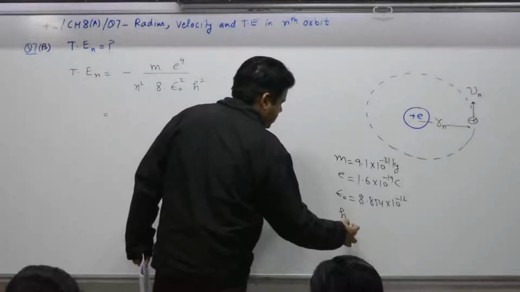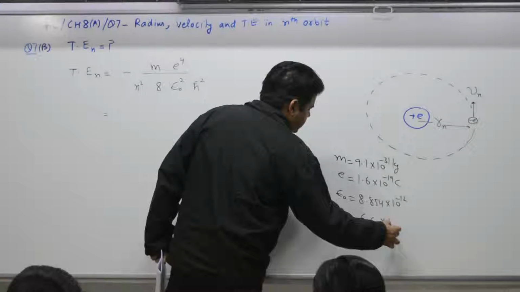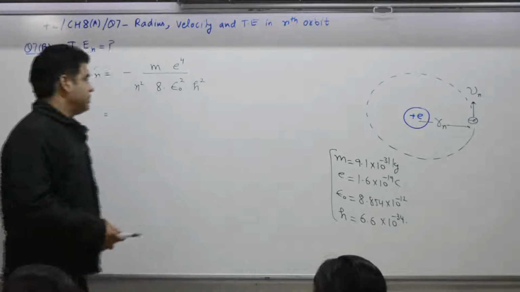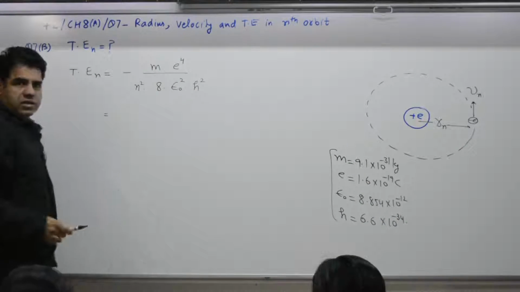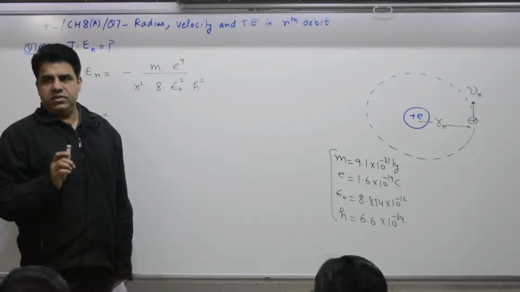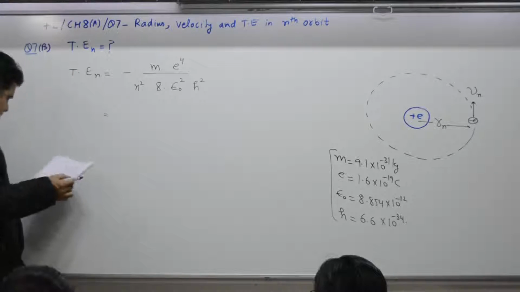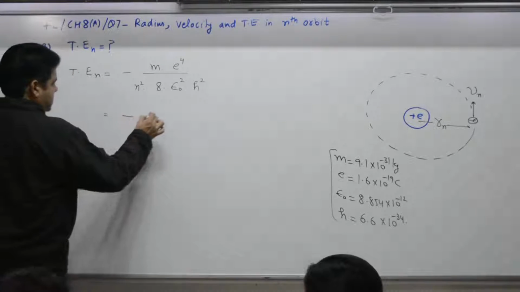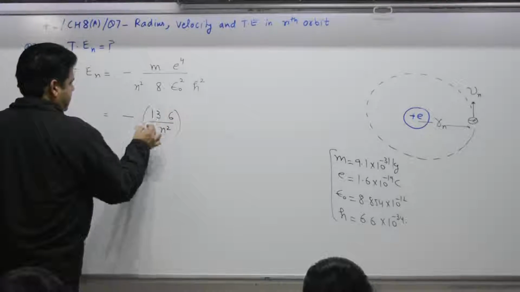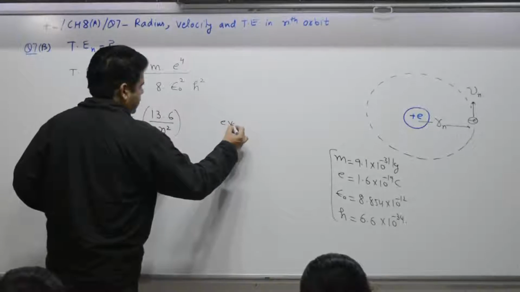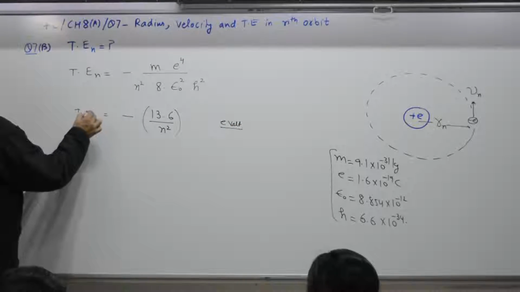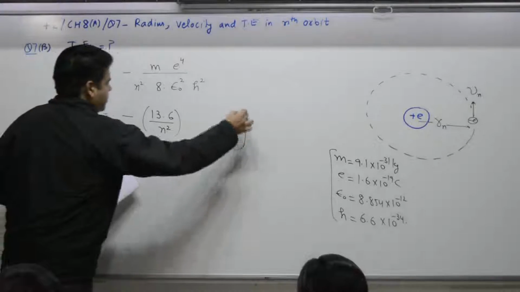H is 6.63 into 10 raised to the power minus 34 SI units. If you put all these values, first you get the answer in joule, then convert that to electron volts. You will confirm after calculation that it comes out to be minus 13.6 by n square in electron volt. Unit is electron volt. So total energy in nth orbit is this.